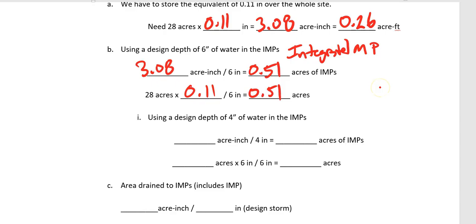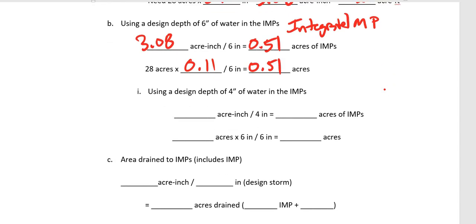Now, if we use best management practices or integrated management practices that only store 4 inches of water, then that number changes. We need a little bit bigger. So 3.08 divided by 4 inches, we get 0.77 acres of IMP.